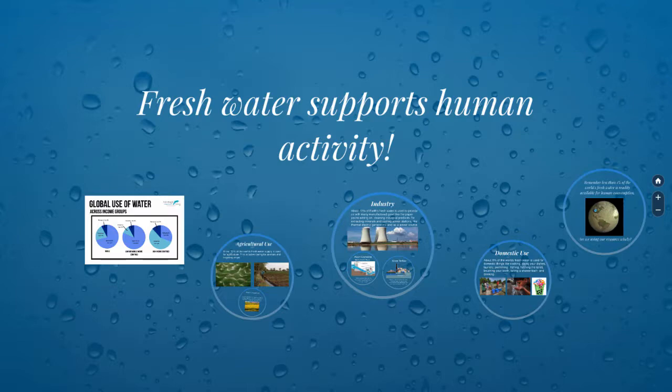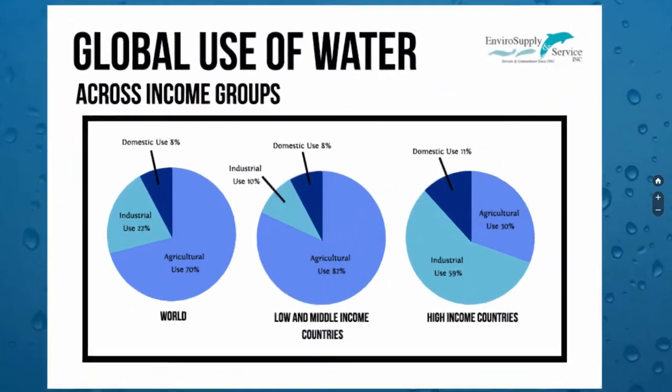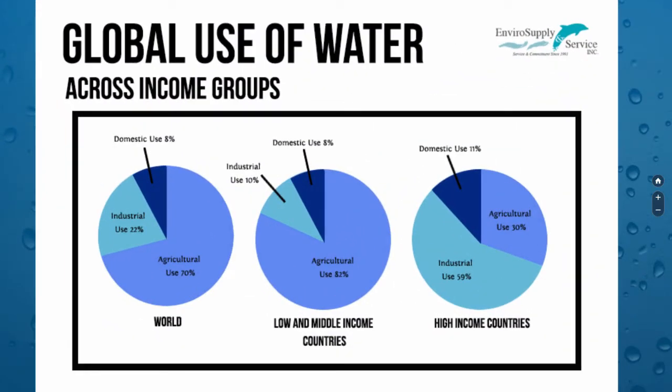Alright guys, so today we're going to talk about fresh water and how it supports human activity. First, we're going to look at three pie charts. So remember, a pie chart is a really good graph to represent data in percentages out of 100. So these pie charts are looking at the global use of water across income groups.